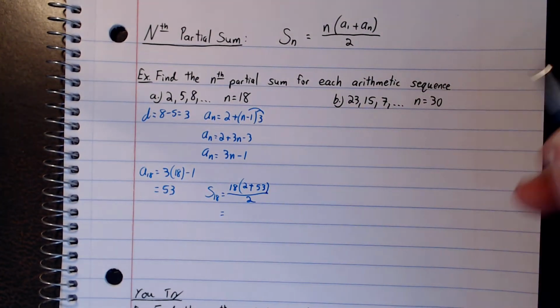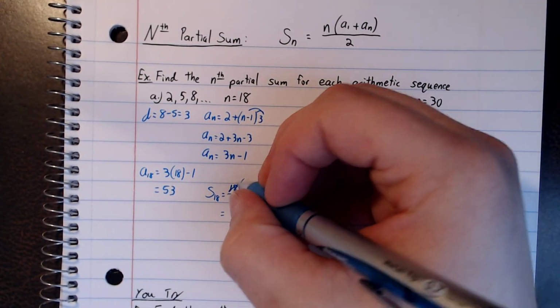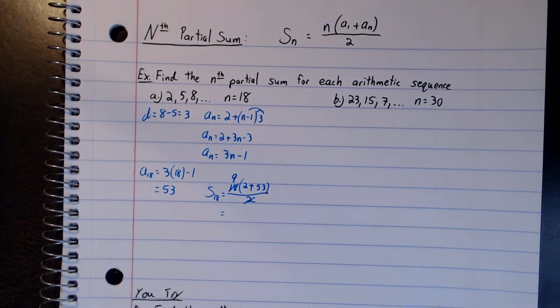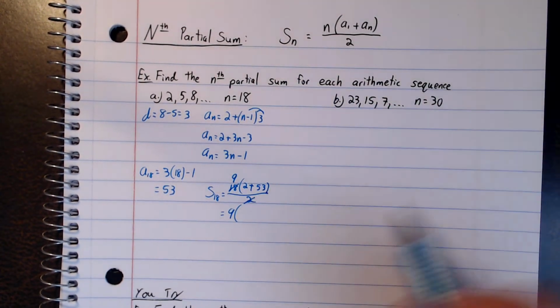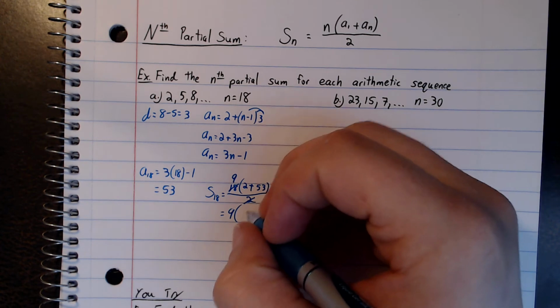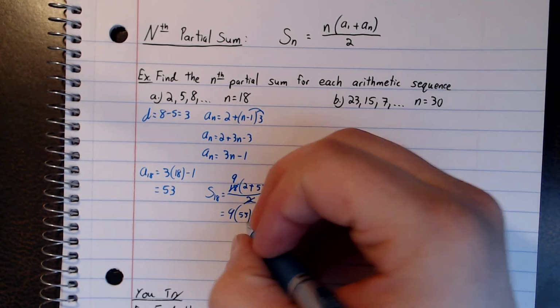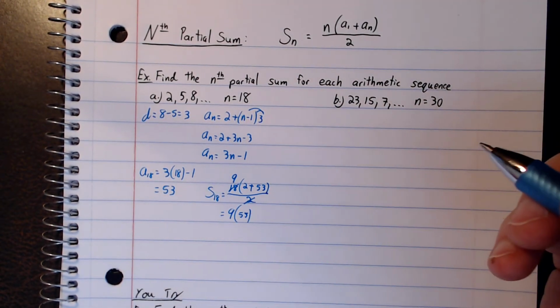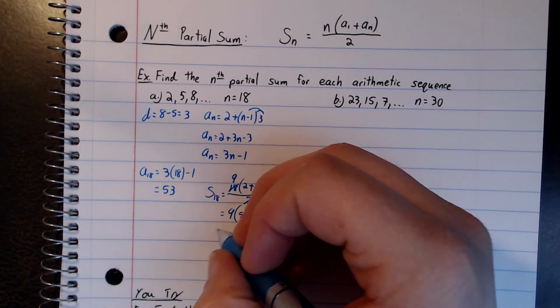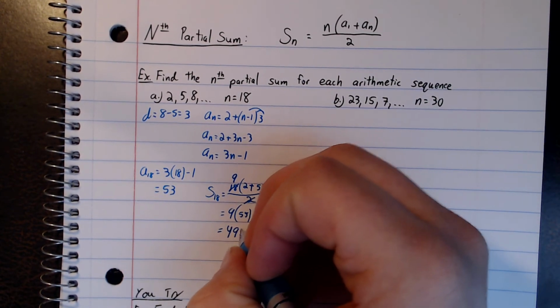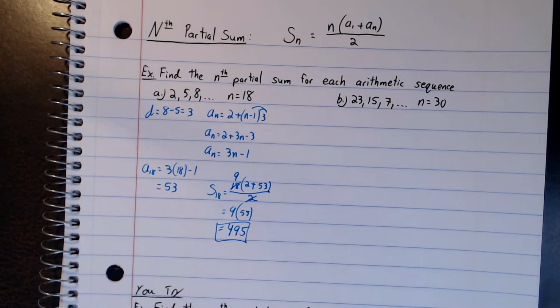Okay, well, let's see. 2 and 18, we can reduce that to 9. So we've got 9 times 2 plus 53 would be 55. So we've got 9 times 55, which is 495.